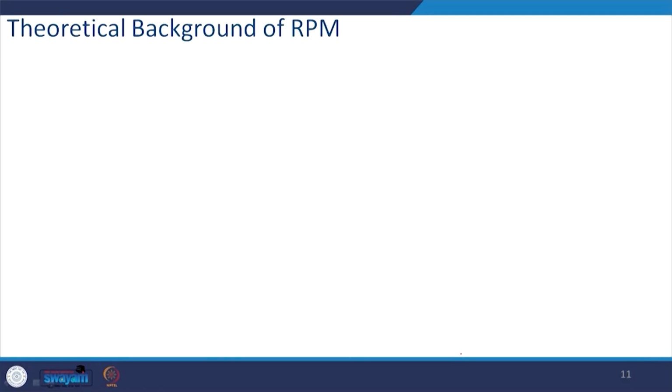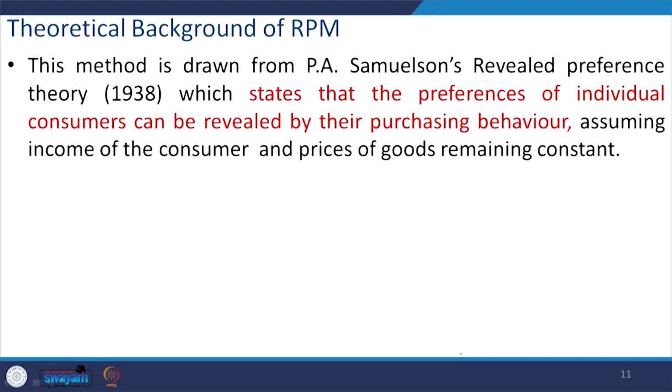After discussing the meaning of reveal preferences, now we can turn to the theoretical aspects. Does this method have a theoretical background, an established theory or not? The reveal preference method is drawn from the reveal preference theory, which was propounded by P. A. Samuelson in 1938.